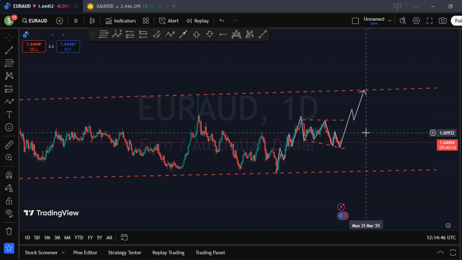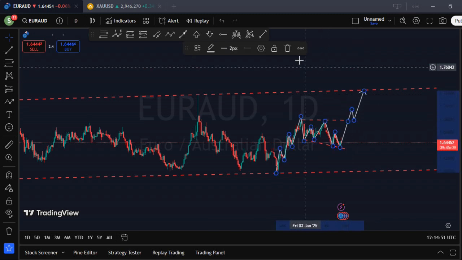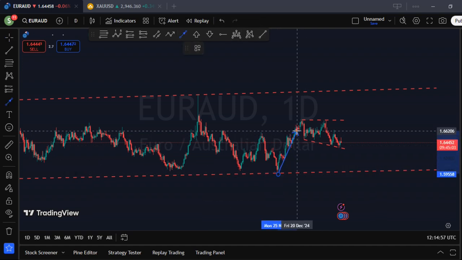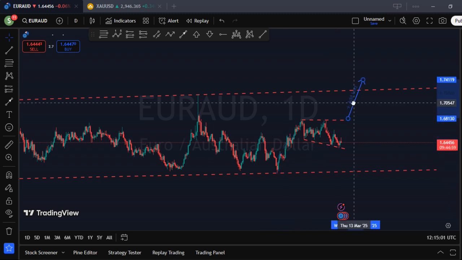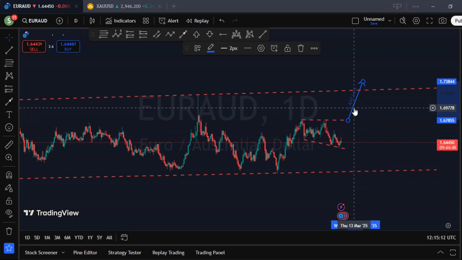Okay, removing everything that I've done and just using legs, like I explained before, leg A must be equal to leg B. When we have a continuation pattern, this is our leg A, and after a breakout, it must be equal to leg B. As you can see, that's our take profit on Euro AUD, guys.